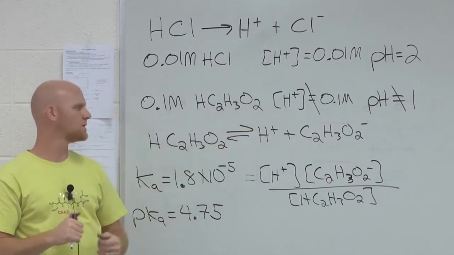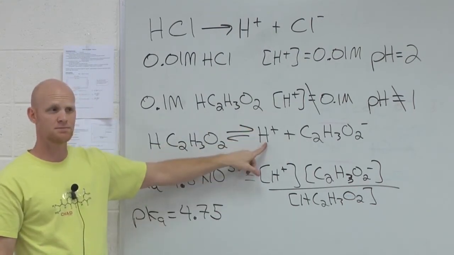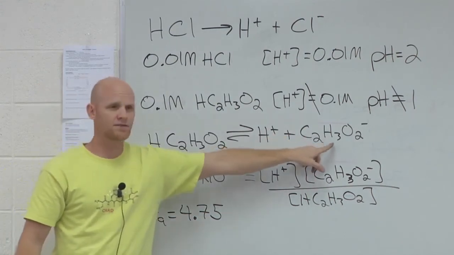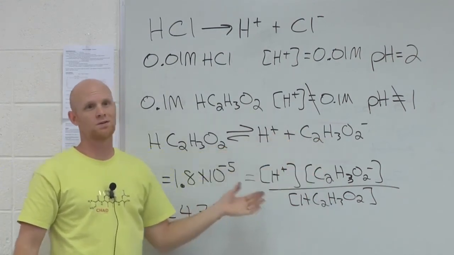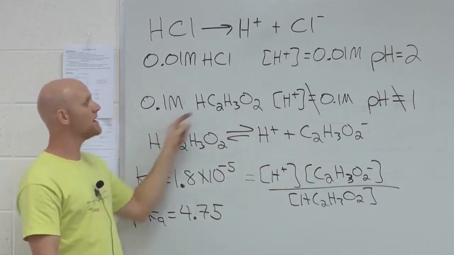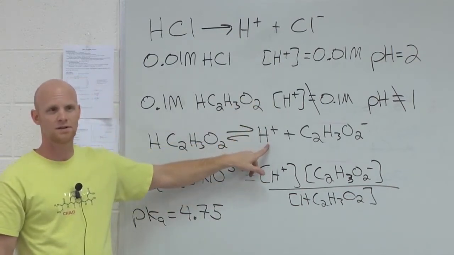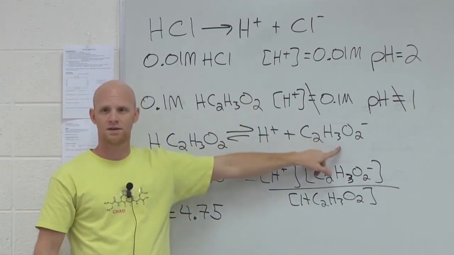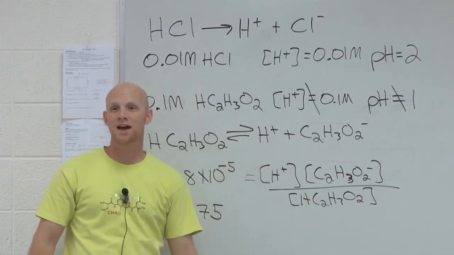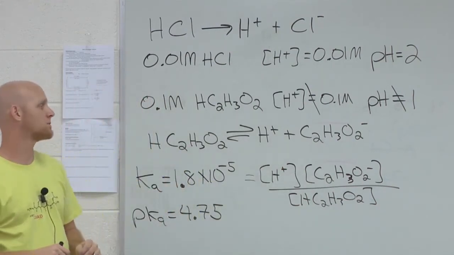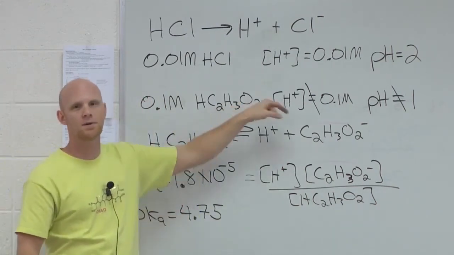on the way to equilibrium, how many H pluses would you form? 10. How many acetates would you form? 10. Cool. I don't know if this happens 10 times. If I told you it happened 100 times, how many H pluses would you get? 100. How many acetates? 100. Well, here's the deal. We don't know how many times this happens before it reaches equilibrium, so to speak. So we just say it happens X number of times.